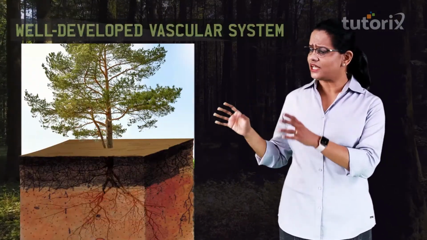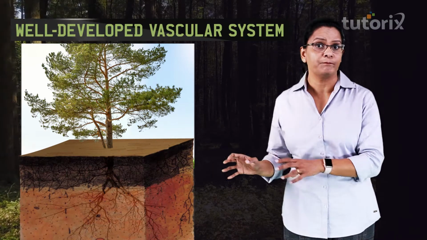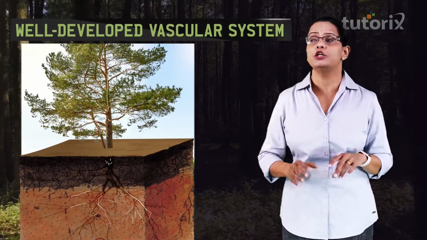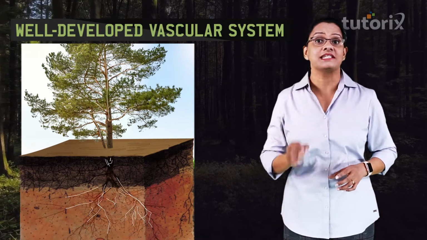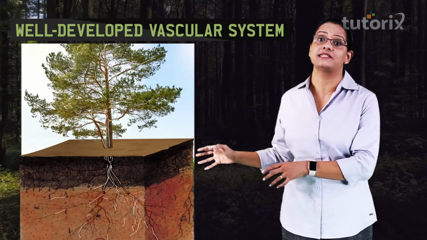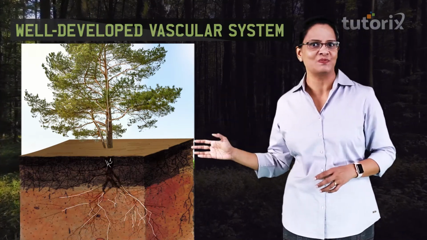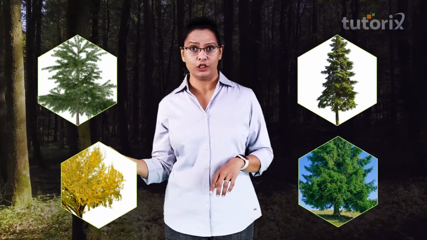Guys, do you know that the well-developed vascular system that can transport water to extremes of height in gymnosperms has enabled land colonization by these gymnosperms? There are thousands of species of gymnosperms. And friends, some of the most recognizable examples of gymnosperms are the pines, spruces, firs and ginkgos.